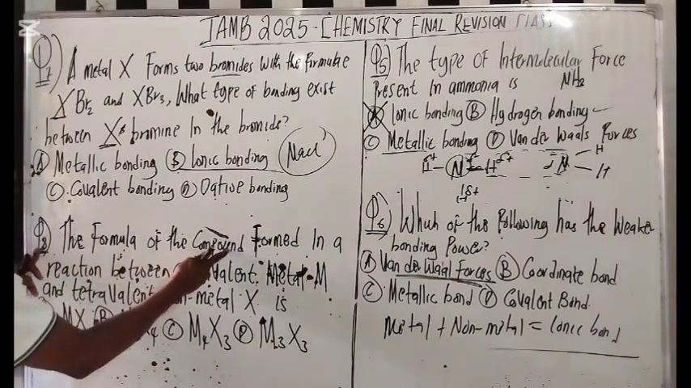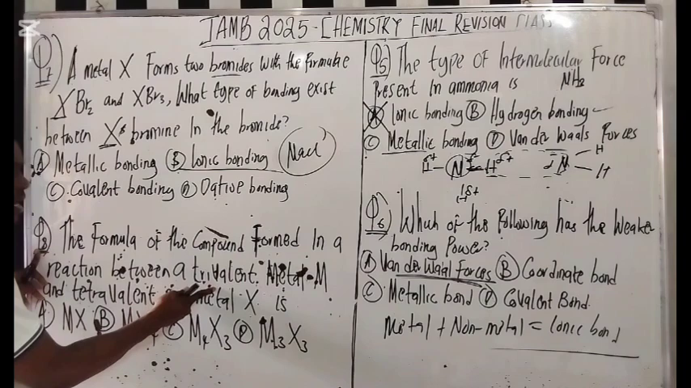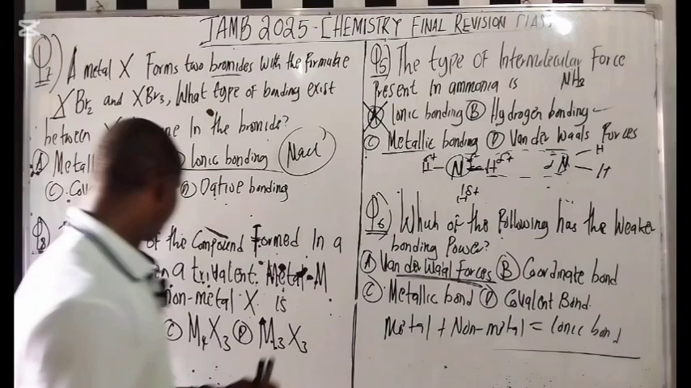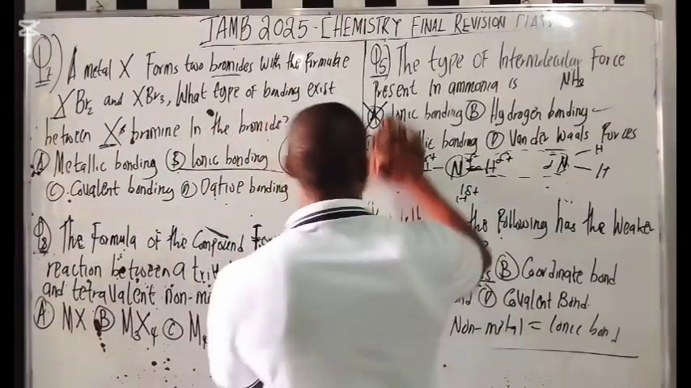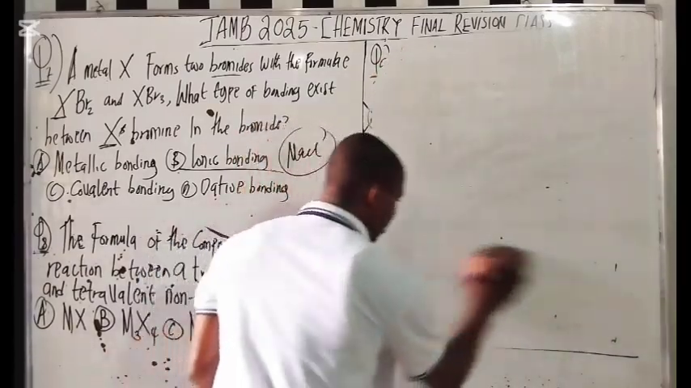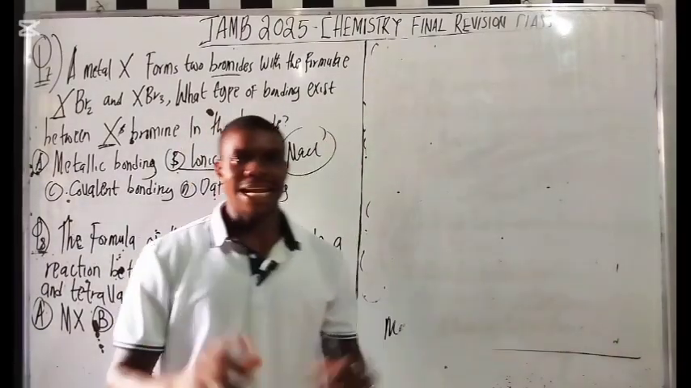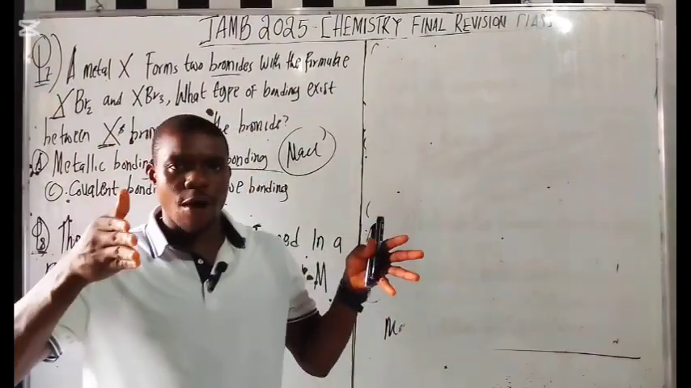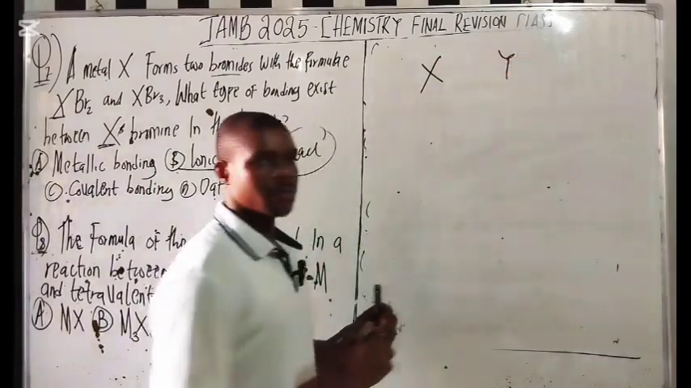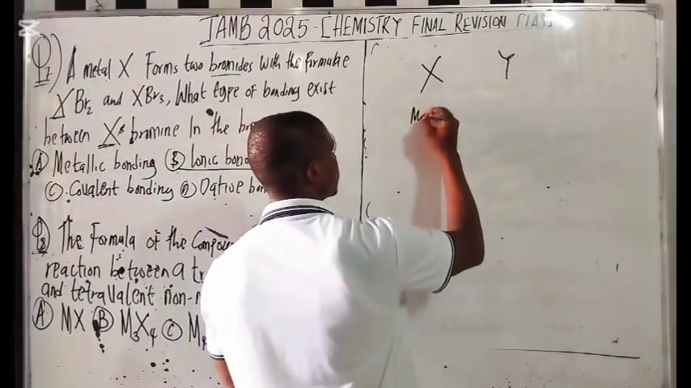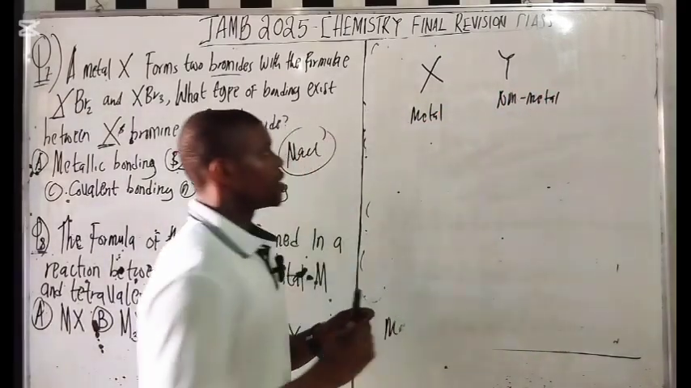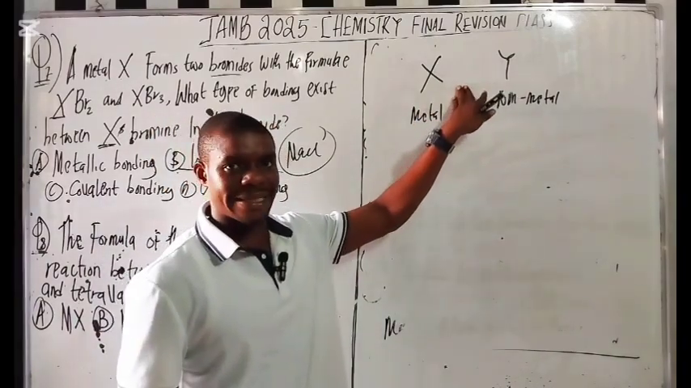The formula of the compound formed in a reaction between a trivalent metal and a tetravalent non-metal is, right? Let me explain it for you. It's very easy. This is called writing simple binary ionic compounds. Now remember, when a metal and a non-metal, let us say X and Y, combine together, this is the metal and this is the non-metal. They don't react in their ground states.